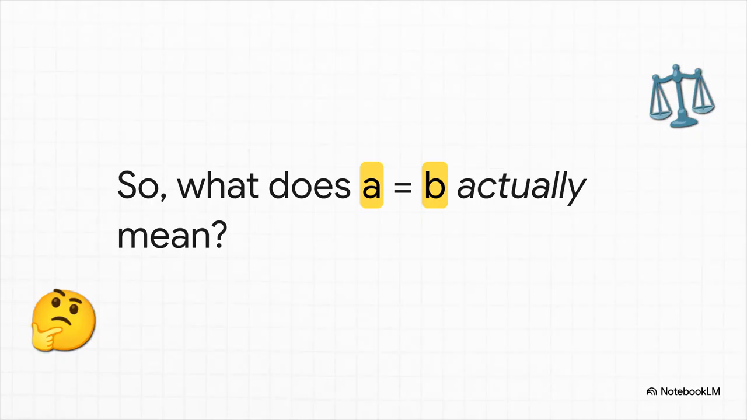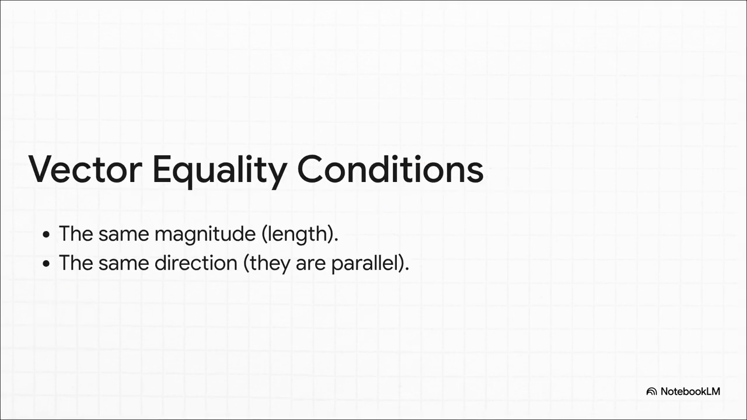Okay, so with that notation in mind, what does it actually mean if we say two vectors are equal? If I say that vector A equals vector B, does that just mean they're the same length? Or is there a little more to it? Oh yeah, there's way more to it. For two vectors to be truly equal, they have to match in both ways, no exceptions. They have to have the exact same magnitude, so same length. And they have to have the exact same direction, meaning they're perfectly parallel. You need both. One without the other just doesn't cut it.